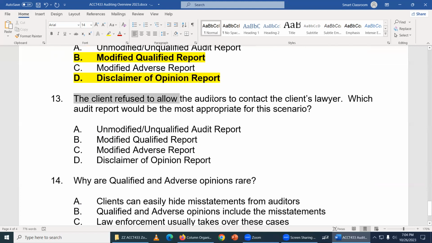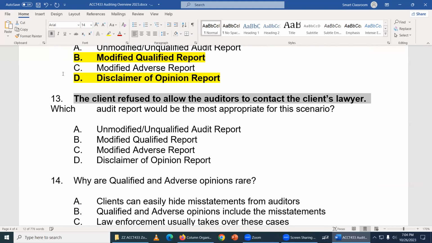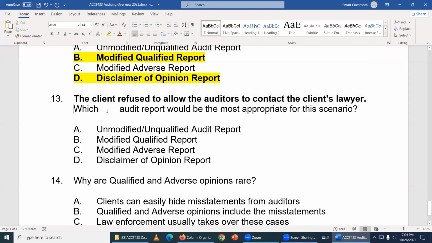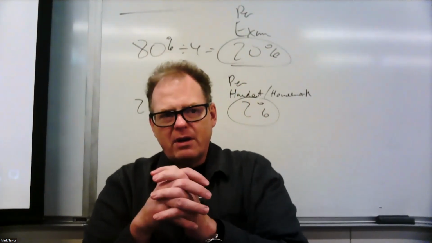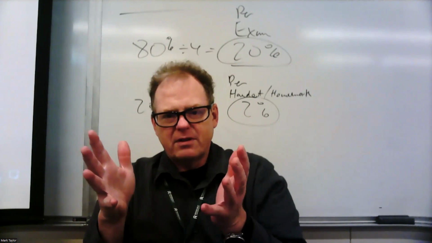The client refused to allow the auditors to talk to the client's lawyer. Okay, so you tell the client, we have to talk to your lawyer. You know, there's a thing called a lawyer letter we need to get. But the client says, you're not talking to my lawyer. Now, notice when the client refuses to let you do something, it makes you more suspicious, right?